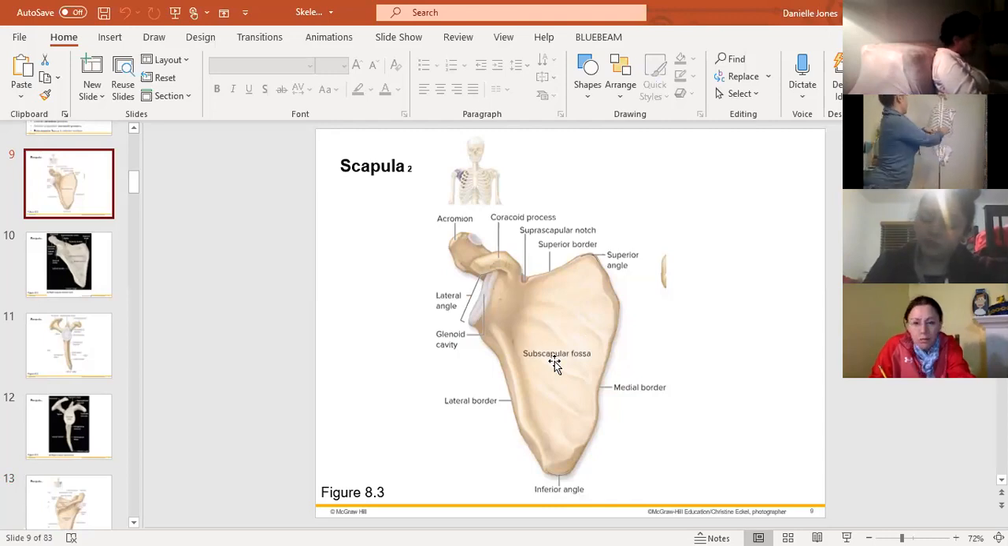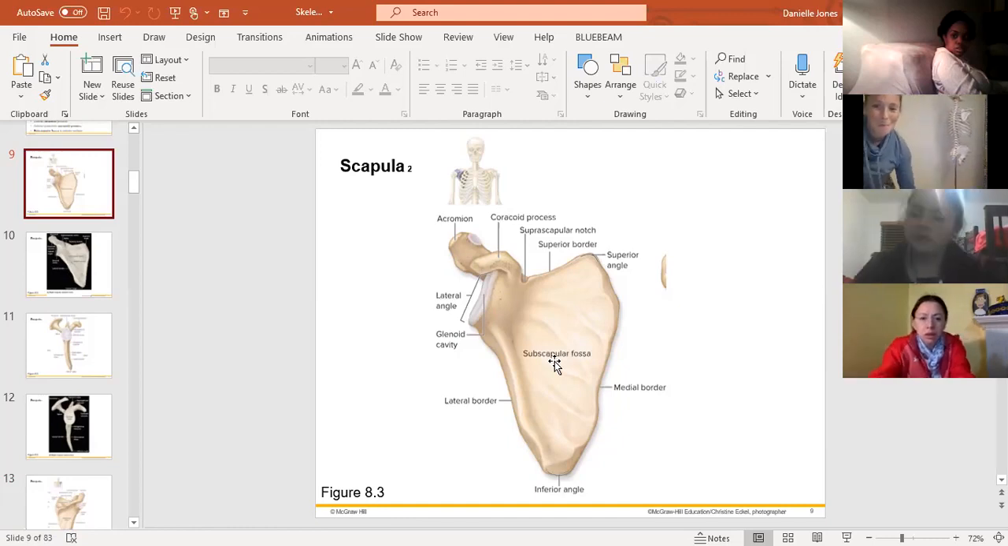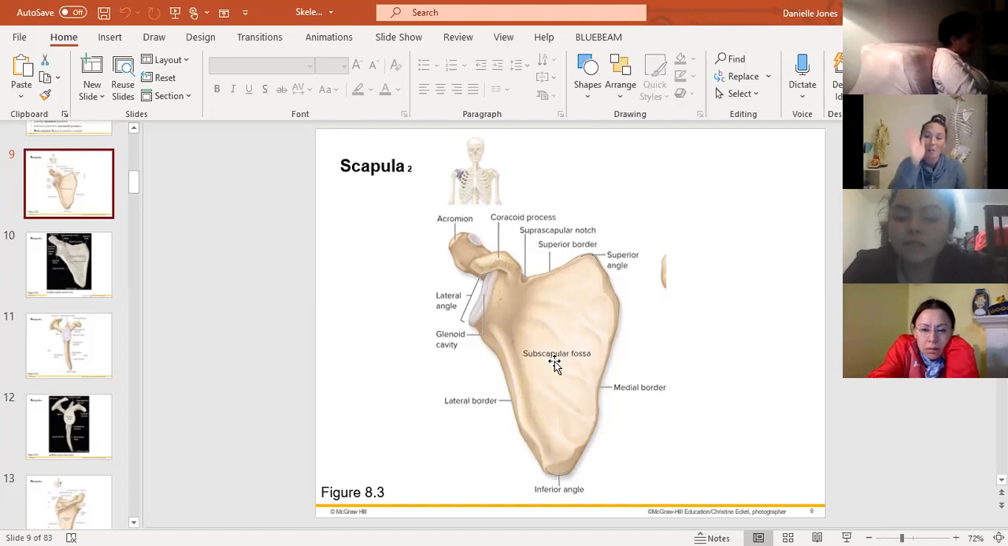Subscapular fossa has to be smooth without anything else there because when it glides in protraction and retraction, that is what is going to allow for it to glide and not get stuck on something as it moves. So it has to be smooth.